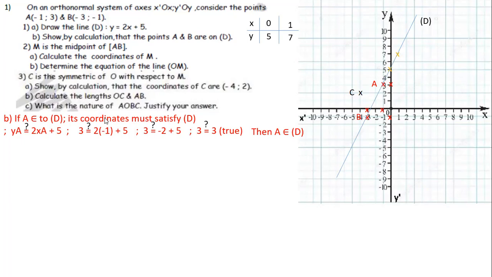So in this line D we should replace the coordinates of B. So we should say YB. Is it equal to 2XB plus 5? This is what we should do. So YB, is it equal to 2XB plus 5? What is the ordinate of B, Adam?